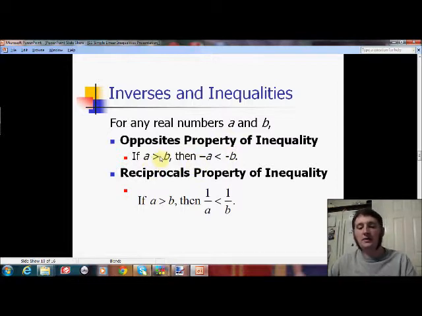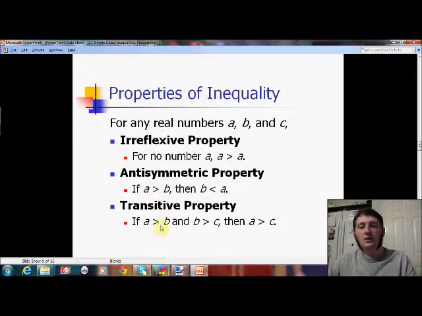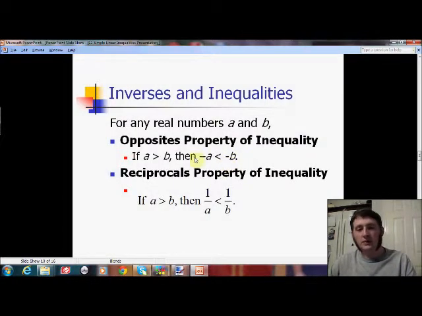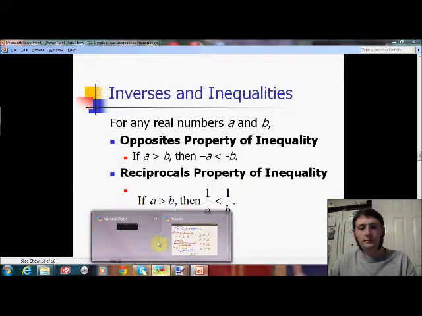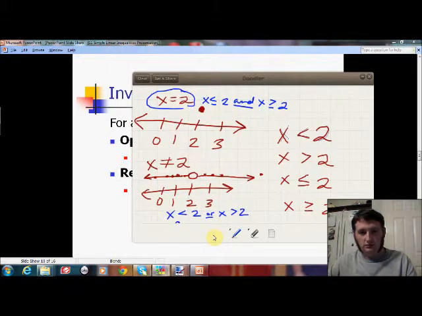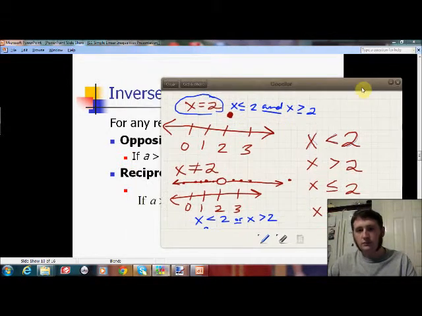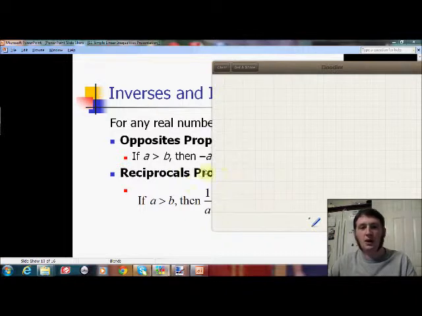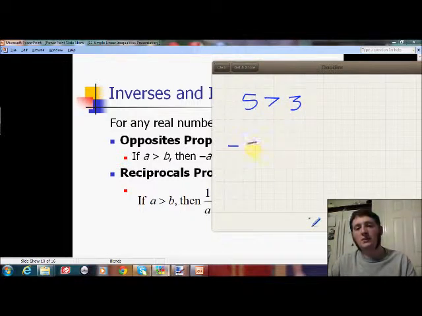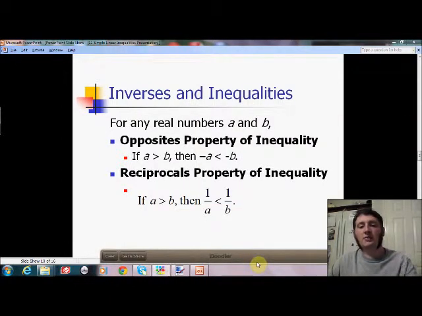By the way, I'm phrasing these inequalities for greater than, but I could rewrite a new version of these for the other inequality symbols like less than and the or equal to's. Let's look at that for a second. I want to say something. Opposites property, make sure you agree. Everybody knows 5 is greater than 3, but as soon as I change both signs, oh, wait a minute, that would be less than.